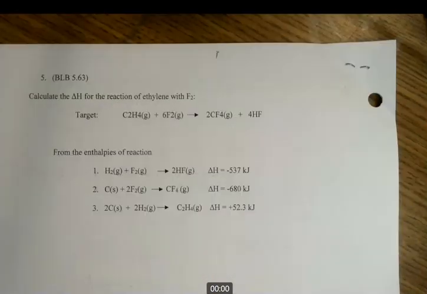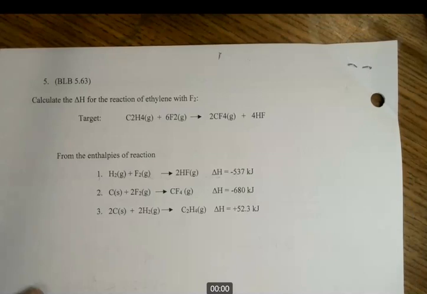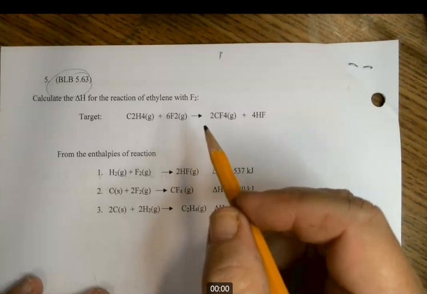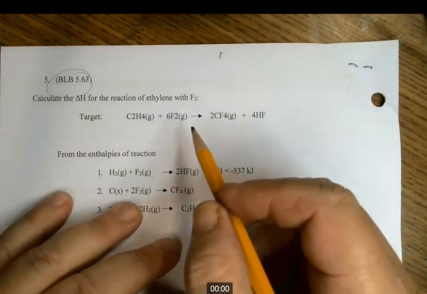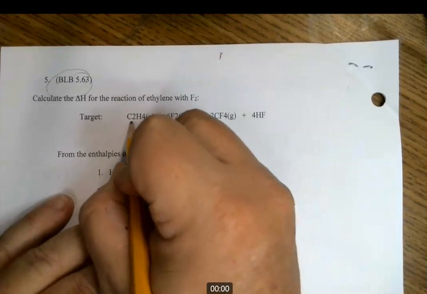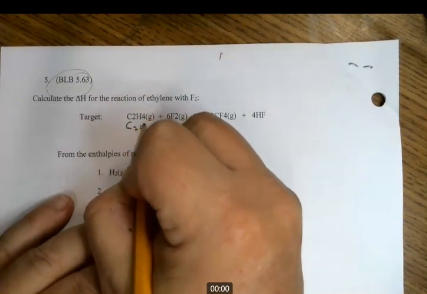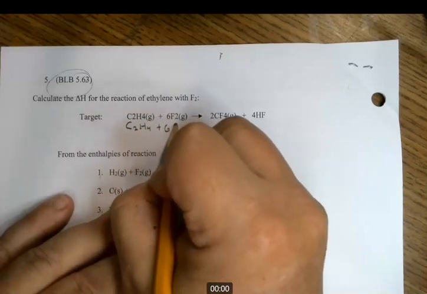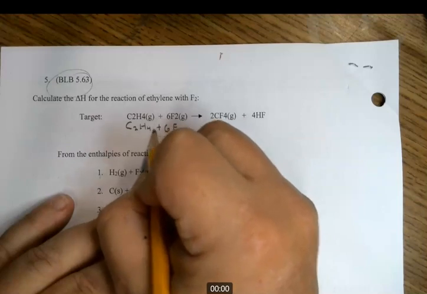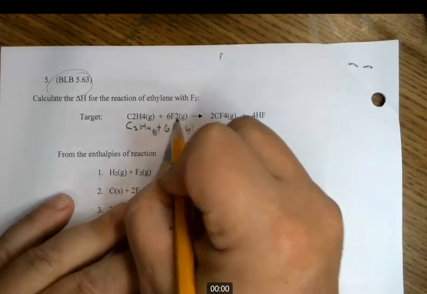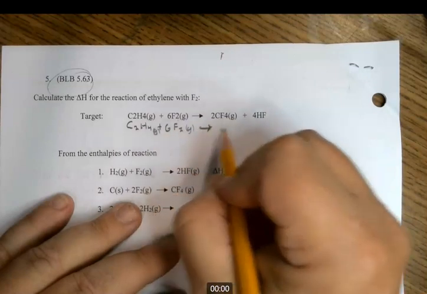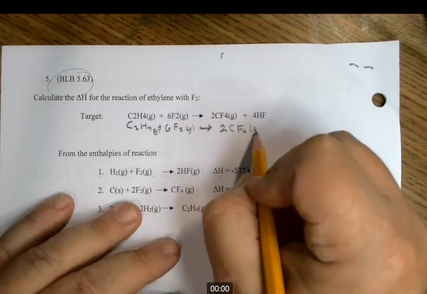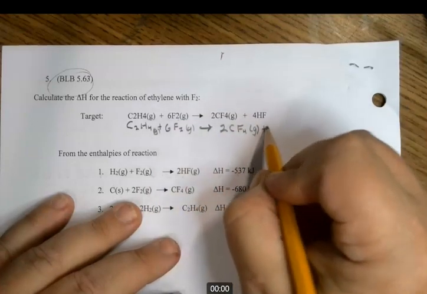All right, let's do another one. This one's from your textbook. I think the last one was too. This one's problem 5.63. I did a bad job down here of not doing my subscripts properly, so let me do that so it's more readable. So it's C subscript 2 H4, ethylene, plus 6 F subscript 2, and I should put gas and gas. So I'm just changing these numbers to subscripts like they should have been. And then it's 2 CF4 gas, and then it's 4 HF.